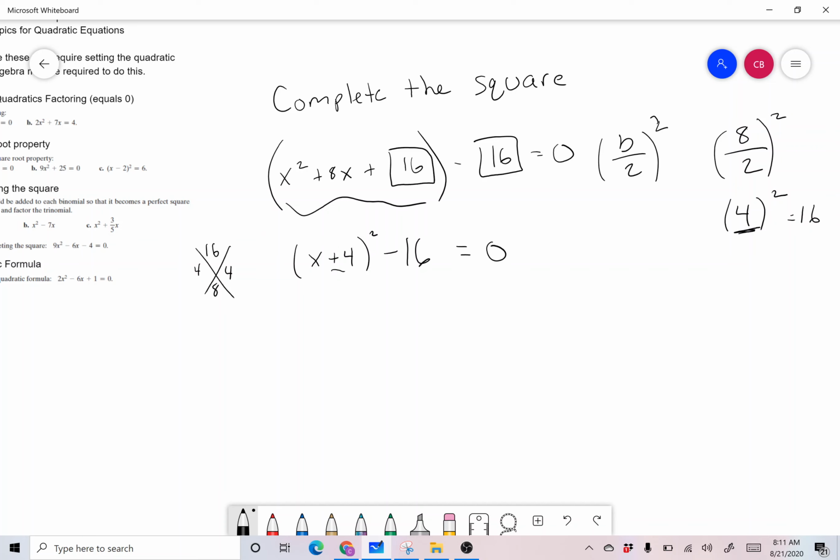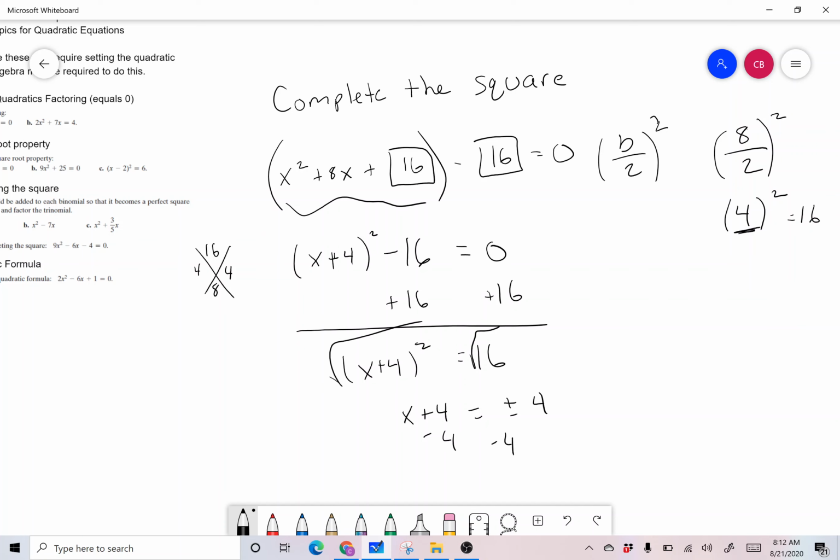Now I'm just going to solve this like I did on the last example from the other video. So I have plus 16, x plus 4 squared equals 16. I take the square root. x plus 4 is equal to plus or minus 4. Then I subtract 4. So x is equal to negative 4 plus 4 and negative 4 minus 4, which gives x is equal to 0 and negative 8. Okay, so that's the first one.